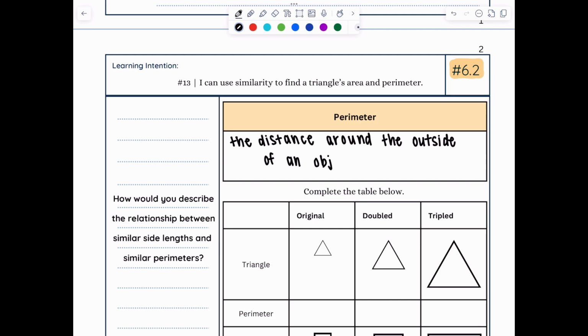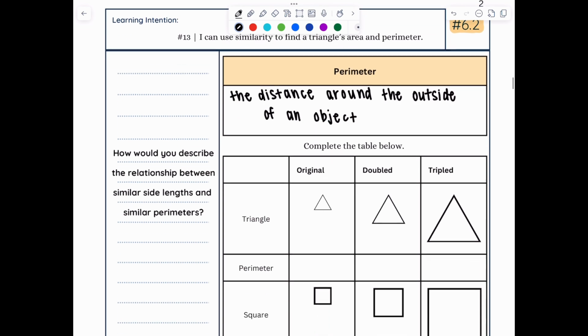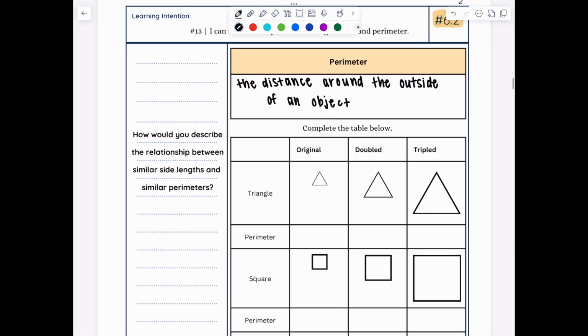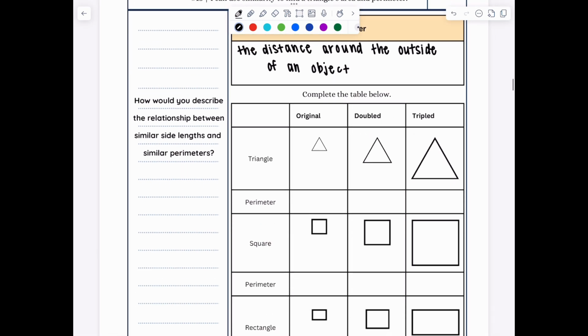So we're thinking about any object. If you know all of the lengths of the sides, we can add all of those side lengths together, and then that's going to give us the perimeter. So perimeter only uses addition. We should not be using any multiplication or division here until we're talking about doubling and tripling.